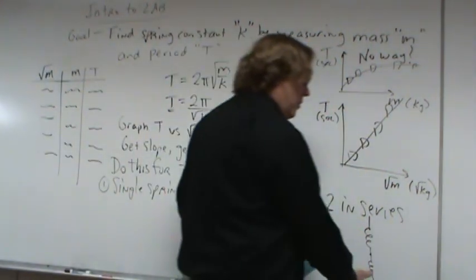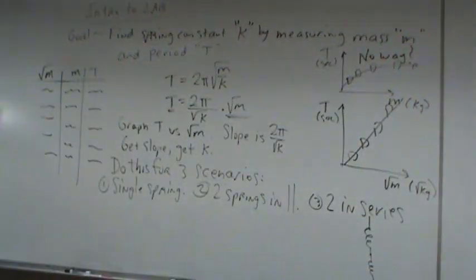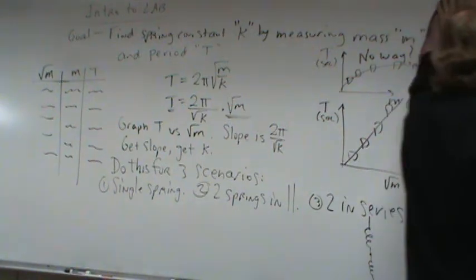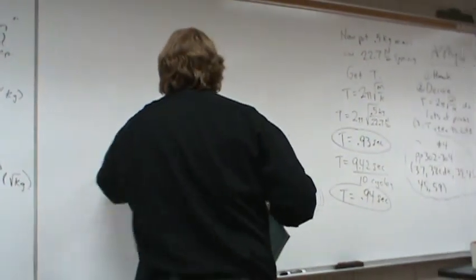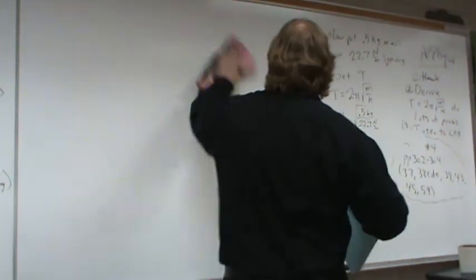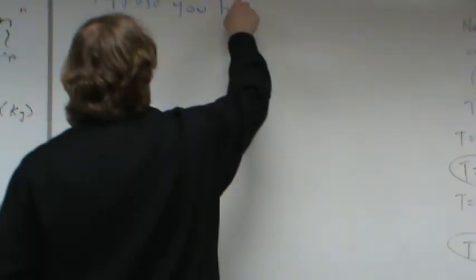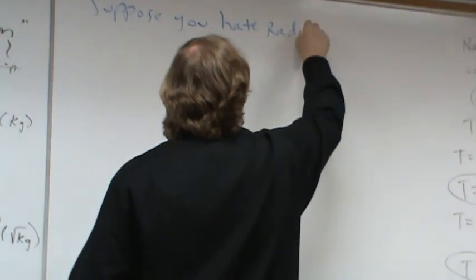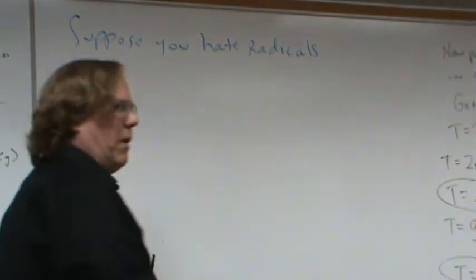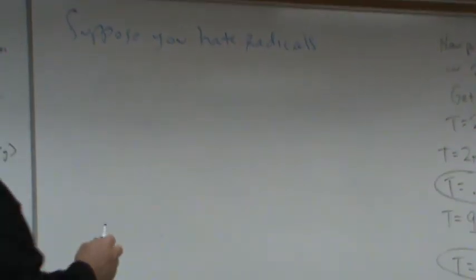But now, I need to show you a different way to do it. I'm going to go to blue land. So everything I write now is going to be in blue. Suppose you're the type of person who hates radicals. You just don't like square roots. Suppose you hate radicals. You don't want to graph T versus radical m because you hate radicals.